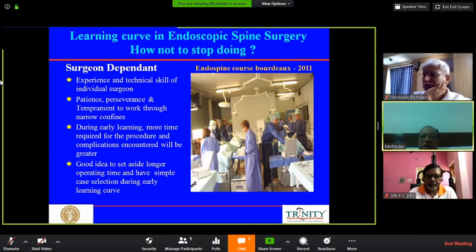Even if in every case I am doing there is a dural injury or I am ending up with an infection, that should not be a deterring factor. He has to keep patience and carry on. And it is a good idea to set aside longer operating time, as I shared earlier. That is the only way forward to learn these techniques.